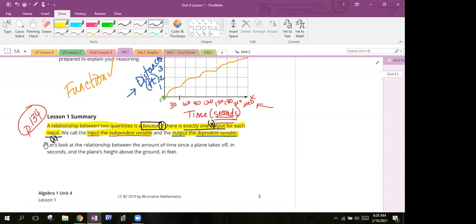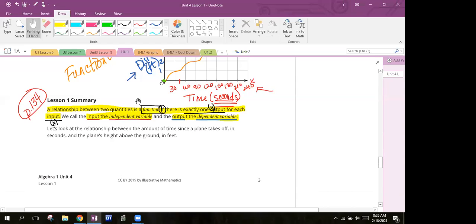All right, so now we're going to look at a situation in this summary between the amount of time since a plane takes off and the plane's height above the ground. Now they have not told us which one is our X and which one is our Y value, but I can see that one of my variables is time. So time is more than likely going to be my X, or my input, or my independent variable, which would make the plane's height my Y.